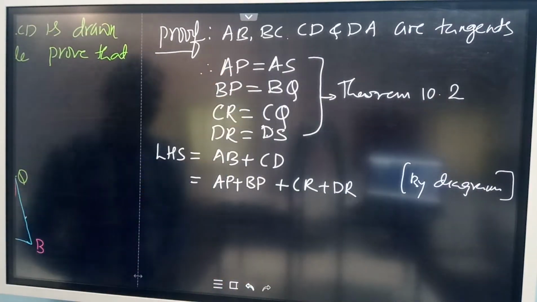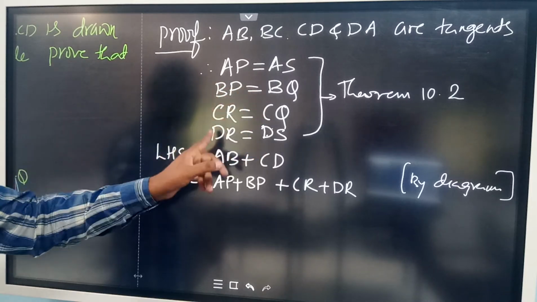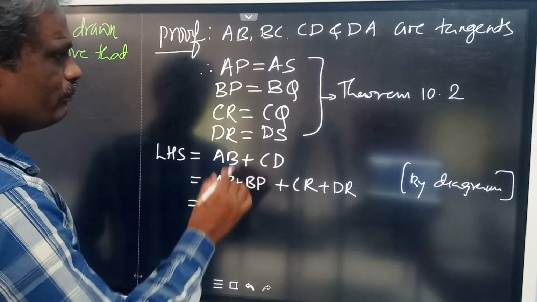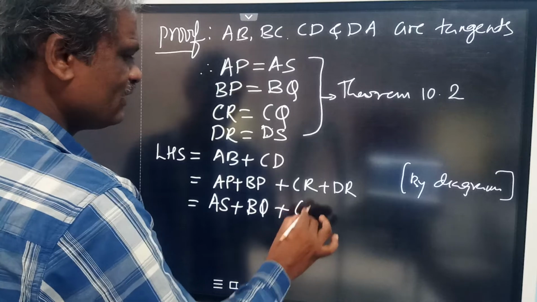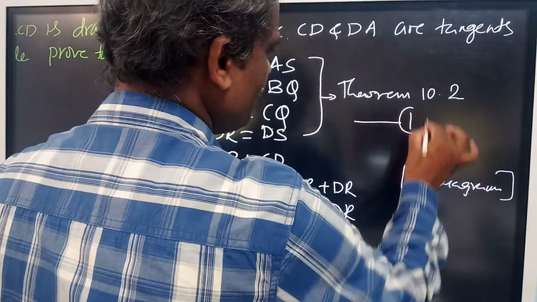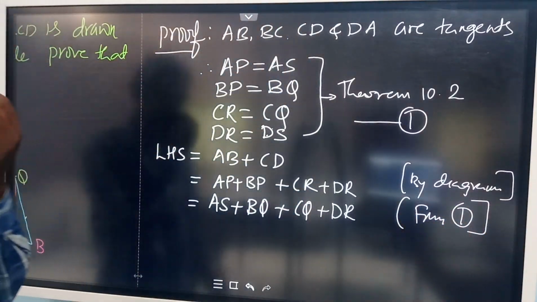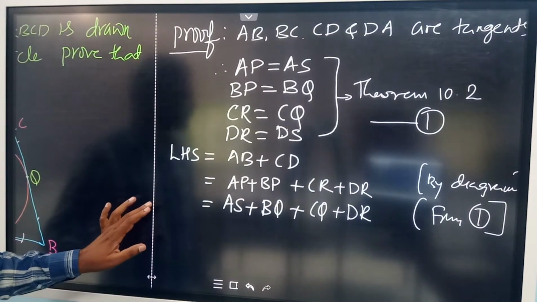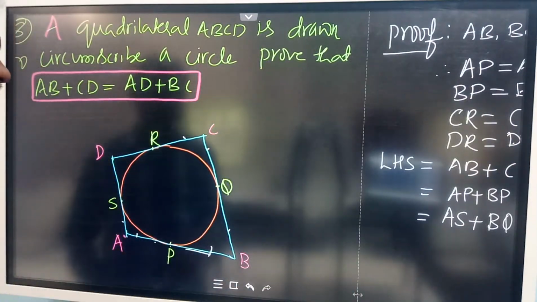Now you substitute these values in this one. Change AP as AS, BP as BQ, CR as CQ, DR as DS. So let me write AP as AS, BP as BQ, CR as CQ and DR as DS. You can call this number 1. Now rearrange these line segments so that you should get BC and AD.